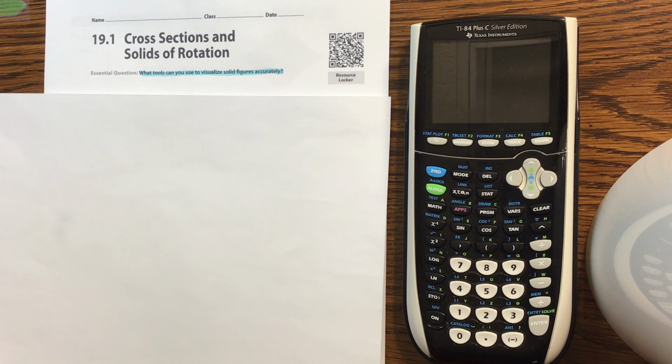Chapter 19. And the section we're going to look at today is section 19-1, where we're going to look at some solid figures and do some cross sections on it and rotations and just look at it from a perspective of three-dimensional. All right, so now the essential question for this section is, what tools can you use to visualize solid figures accurately?